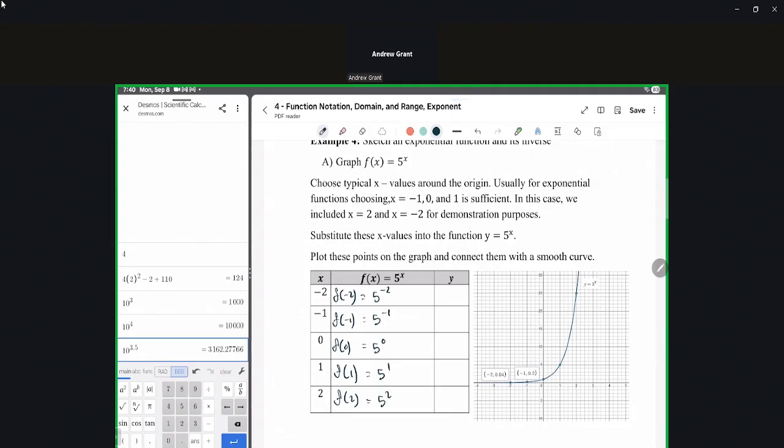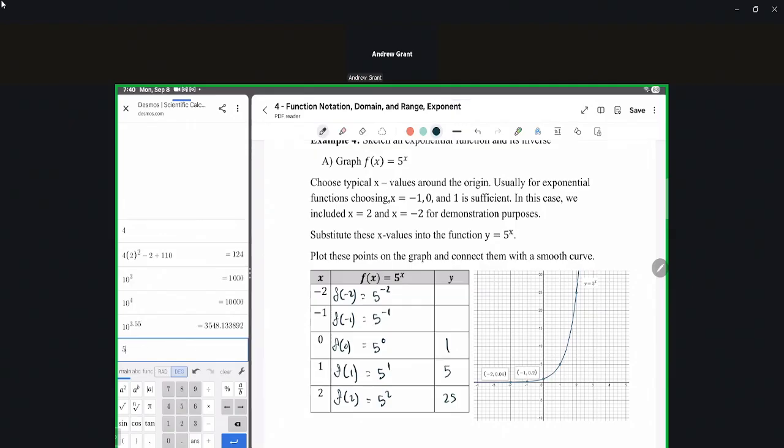Typing these in, 5 to the power of 2 is just 25. 5 to the power of 1 is just 5. 5 to the power of 0 is just 1. 5 to the power of negative 1, in case you're not sure, is going to be 0.2. And 5 to the power of negative 2 becomes 0.04.